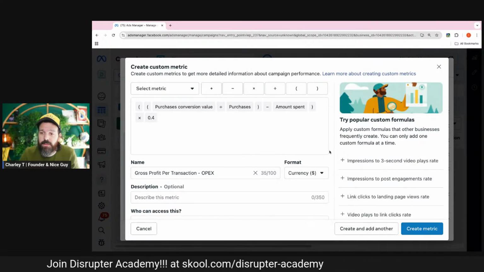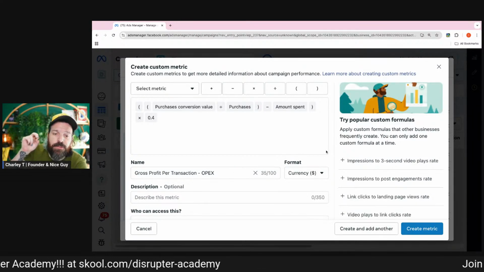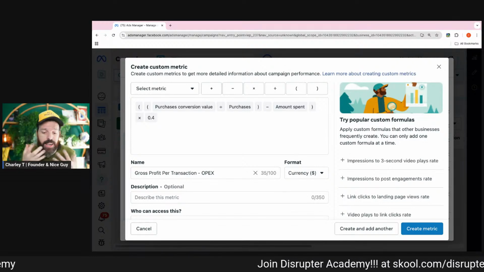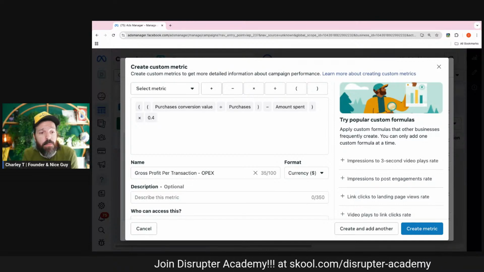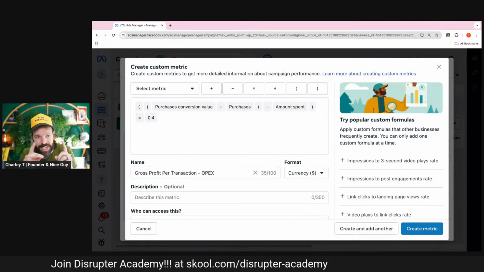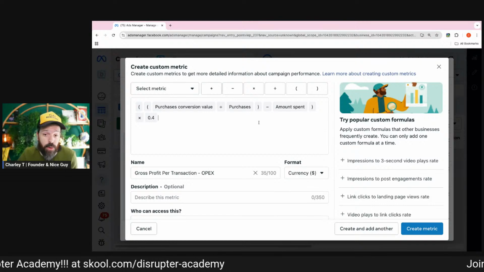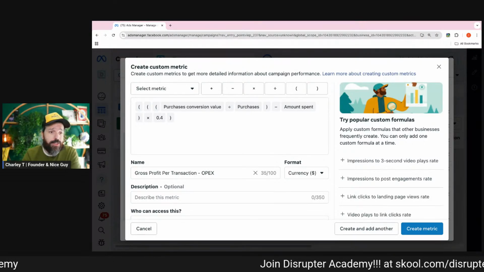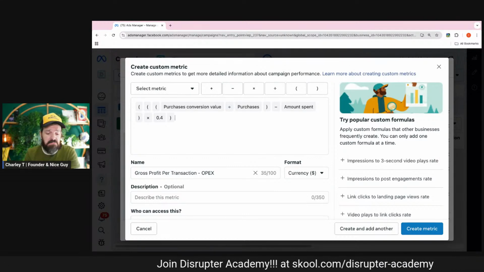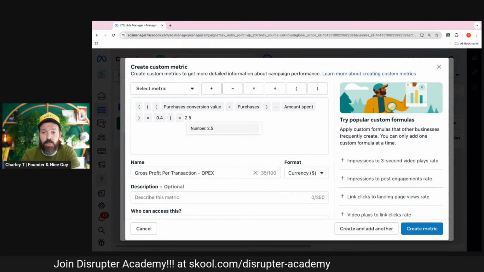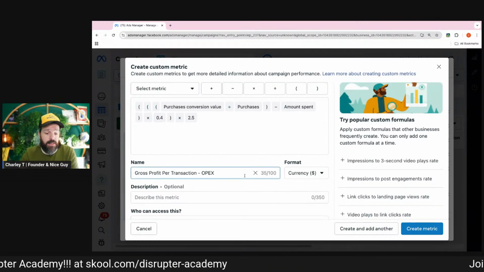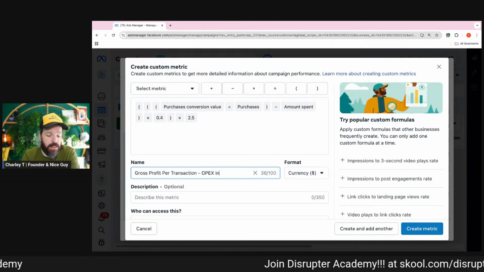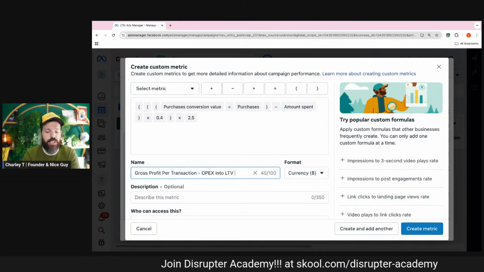This is a number. This is your actual volume of profit per transaction on an average basis. How much money do you make per sale? That's what this number will tell you. Now, if you know, for instance, that your LTV is 2.5 times whatever this number is, awesome. Let's multiply that times 2.5. This is gross profit per transaction minus OPEX into LTV projection.